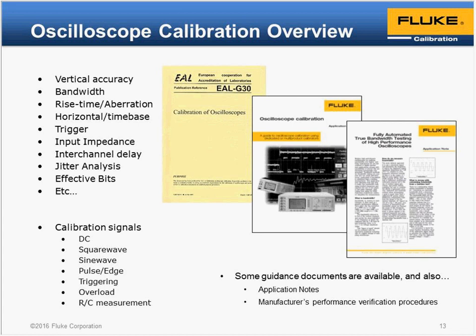So let's take a quick look at some of the issues surrounding calibration. Here you'll see I've listed down the left-hand side some of the parameters and characteristics of scopes that we would typically want to include in a full and complete calibration. And how would we know what's a full and complete calibration? Well, there are several places we can turn to.